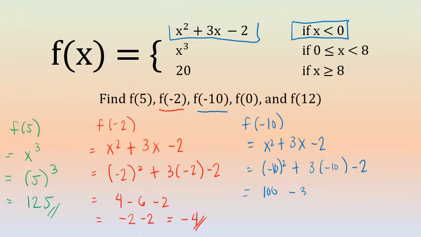This is negative 30. Then minus 2. So 100 minus 30. This is positive 70 minus 2. The final answer will be positive 68. Okay? So ganun lang. Madali lang ang pag-evaluate ng ating piecewise functions.